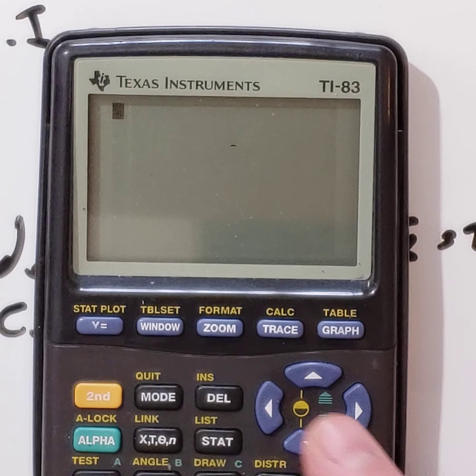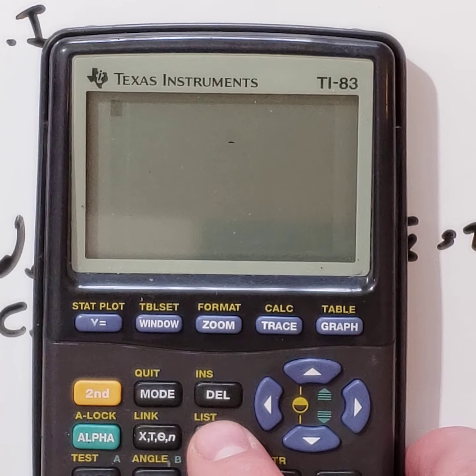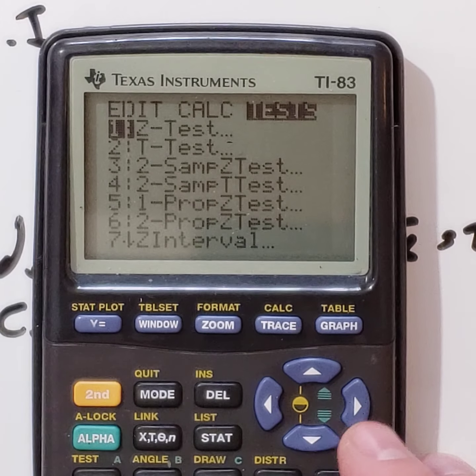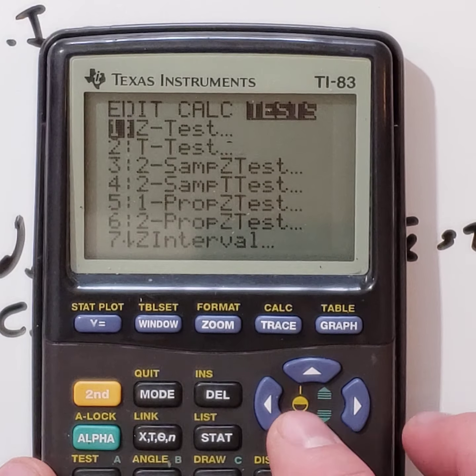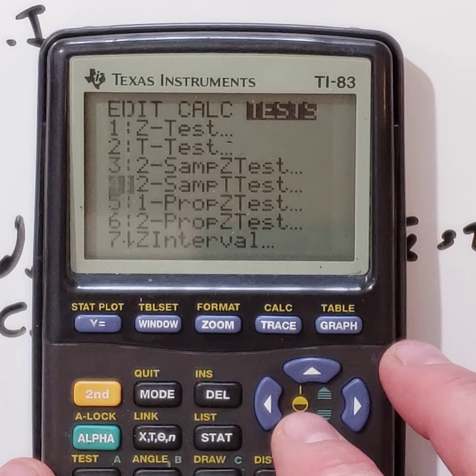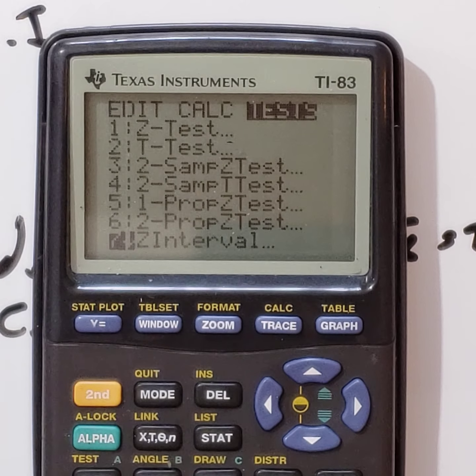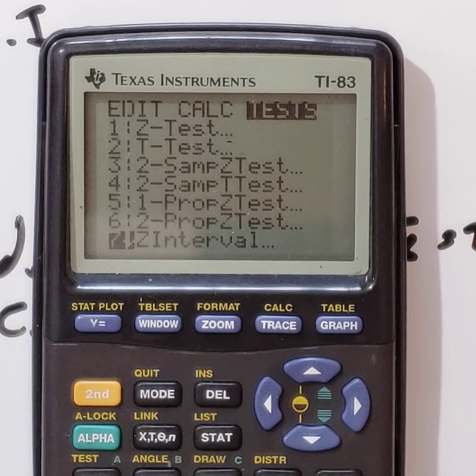Okay, we're going to go to Stat and then arrow over to Tests. And we're going to be spending most of the rest of the semester with some of these different tests here. The one we want at the moment is number 7, Z interval. Remember, one of the numbers that we used, our 1.64, 1.96, or 2.58, was a Z score. And that's why we're using Z interval.